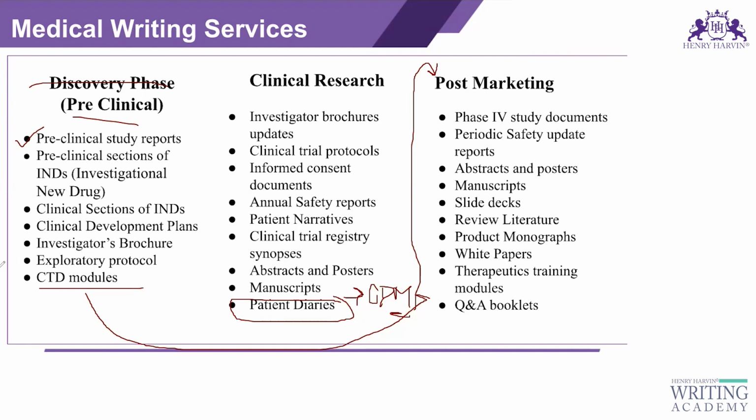Then slide decks. Slide decks are PowerPoint presentations. Then review literature. Review literature means that when the study is done, the study will be included in various types of literature reviews. Then product monographs. A product monograph is a document generally maintained by the manufacturer, and in that document all the information about the products manufactured by that manufacturer is given.